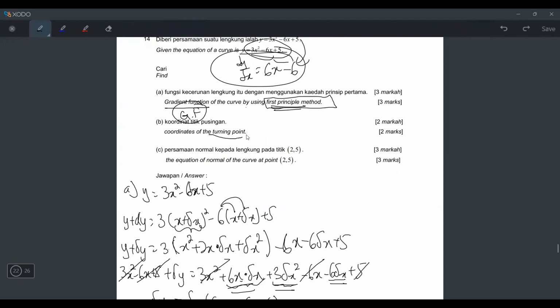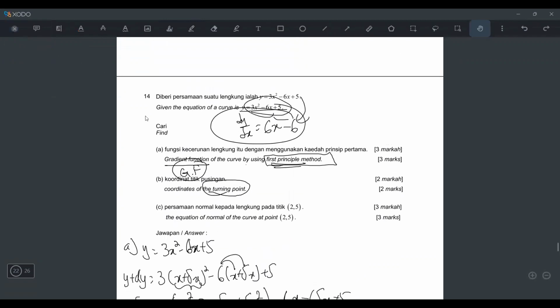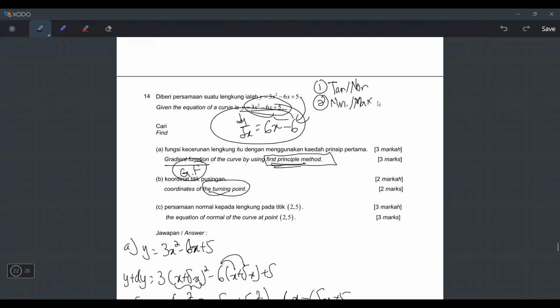Question B, find the coordinates of the turning point. So we all know that differentiation has how many applications? 4 or 5. The first one we learned is how to find tangent and normal. Second one, how to find the minimum point, maximum point, or turning point, which is taking dy dx equals 0. The third one is rate of change. 4 is small change, or approximate change. 5 is the limit. All these are the big subtopics inside differentiation. B is the coordinate of the turning point, so it's the second one.